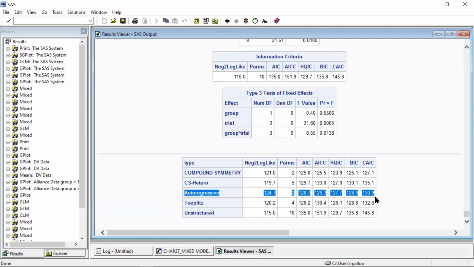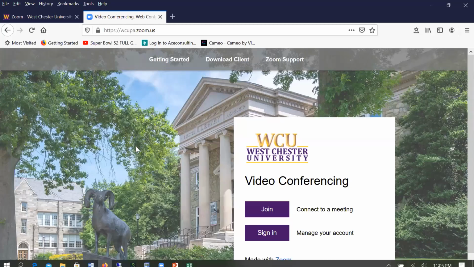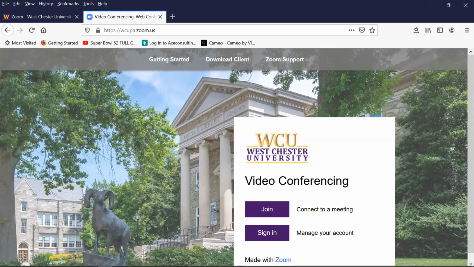Anytime the number of parameters are the same, the model we want is the one that gives the smallest -2 log likelihood, or AIC, AICC, BIC. But again, to do that, in this case here, the smaller, the better the fit. So the compound symmetry is the better two degree of freedom approach, right?